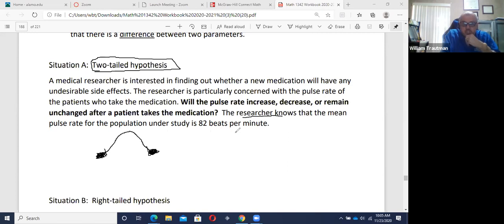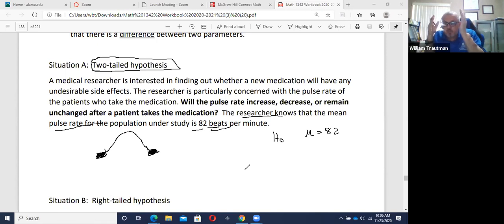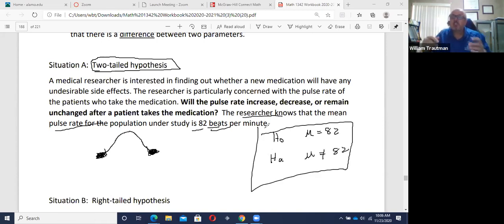A researcher knows that the pulse rate is 82. Our null hypothesis is that our pulse rate, our mean, our average pulse rate is 82. So there's no difference between the parameter and what's happening. There's no difference. It equals 82. Our alternative hypothesis is that it does not equal 82, right? The alternative to it is 82 is it is not 82. We'll be doing this also on Wednesday in 10.2. So just know, the null hypothesis, there's no difference there, it equals 82. The alternative is it is not 82.